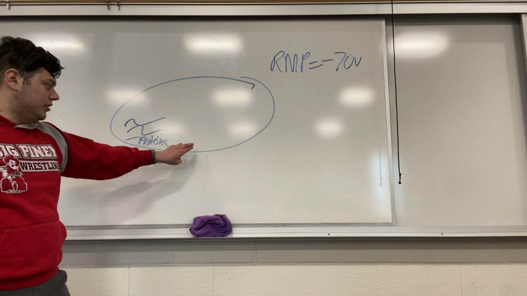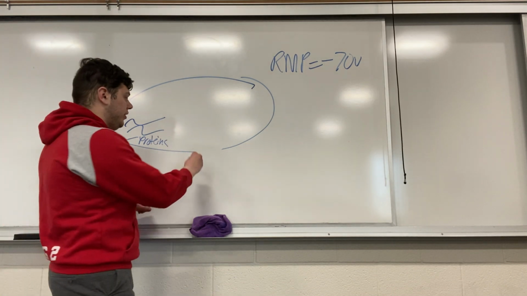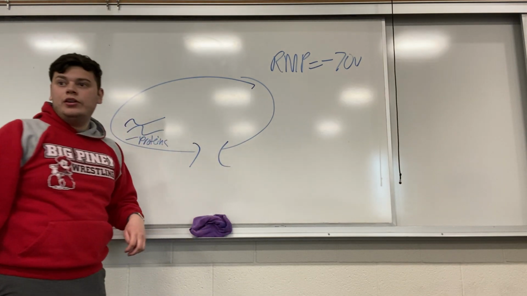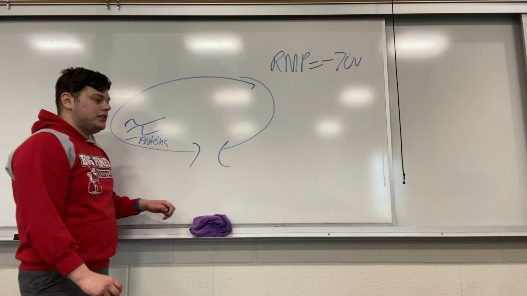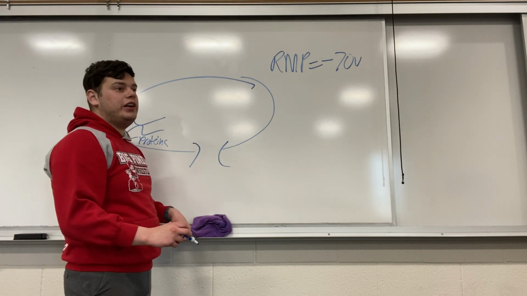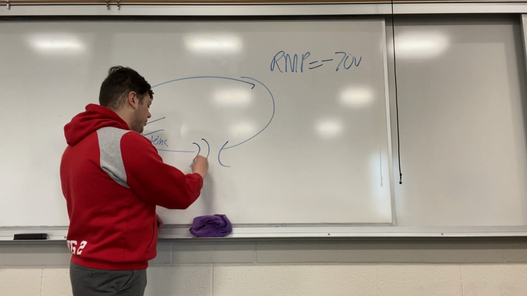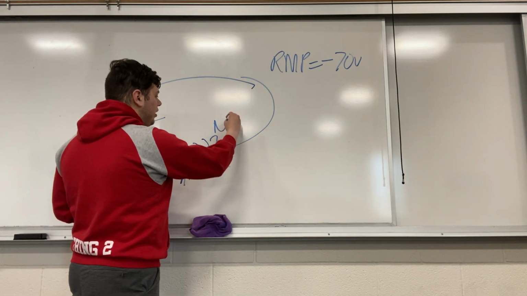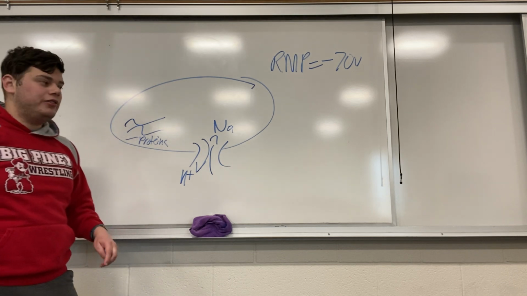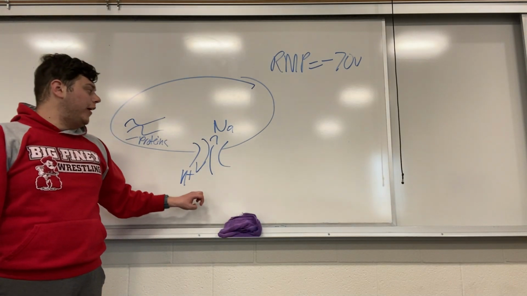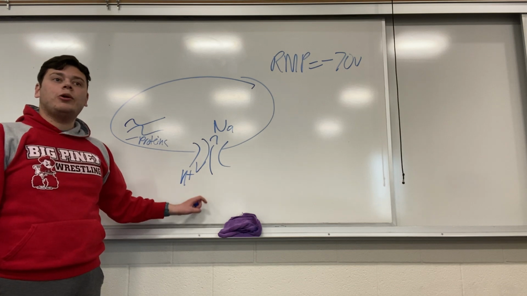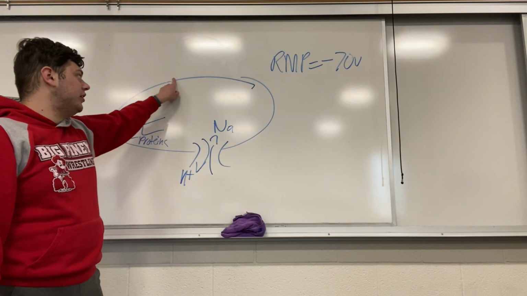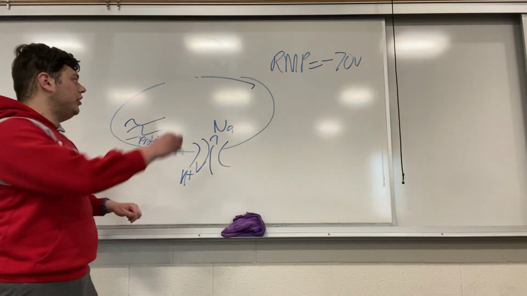Now the next one is our NaK pumps. What these do is that they're able to pump Na and K in and out of the cell. So usually they'll pump K out of the cell and they'll pump Na in. And this is super important because it can help increase the voltage or decrease the voltage based on how much go in and out.